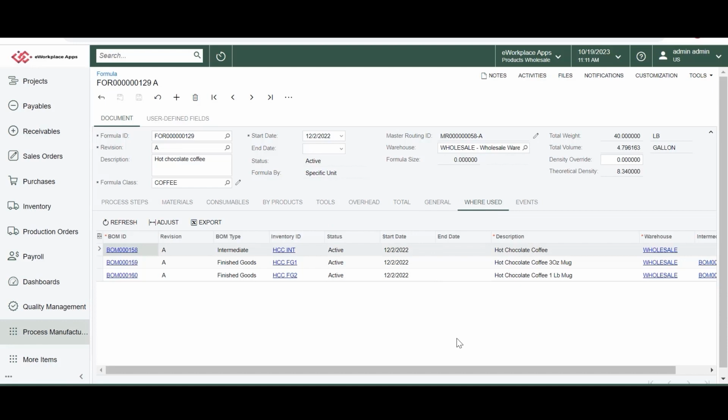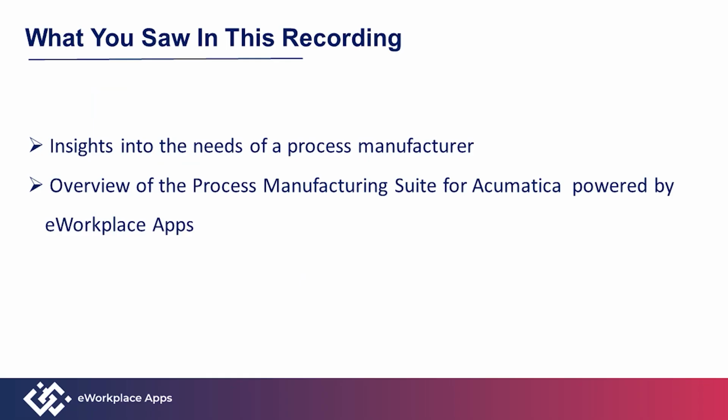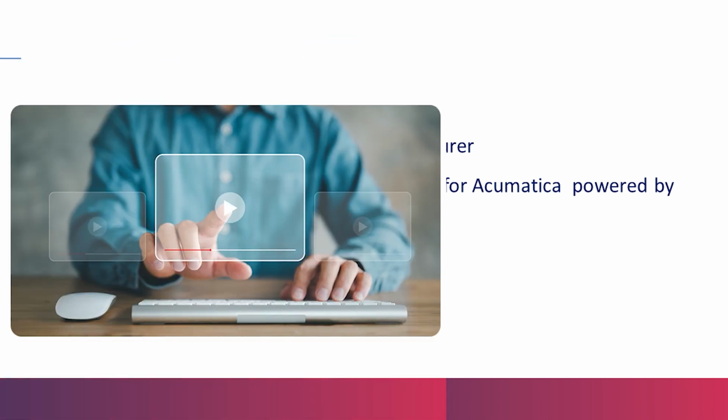As we noted earlier, key is controlling the formula in one place, regardless of where it's used. Here, we can see all the items, products in which the formula is used. Hope this recording provided insight into the needs of a process manufacturer and an overview of the process manufacturing suite for Acumatica powered by eWorkplace Apps.